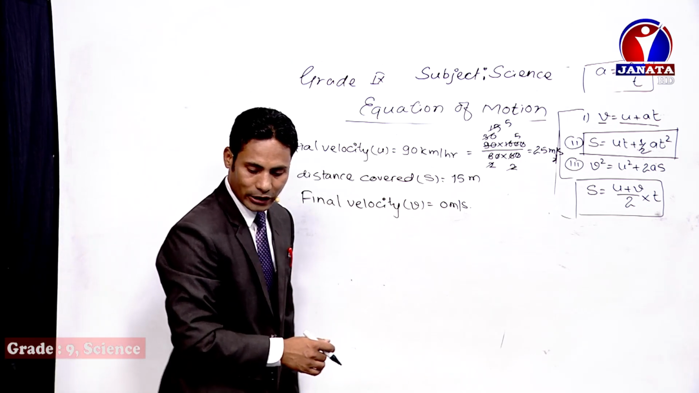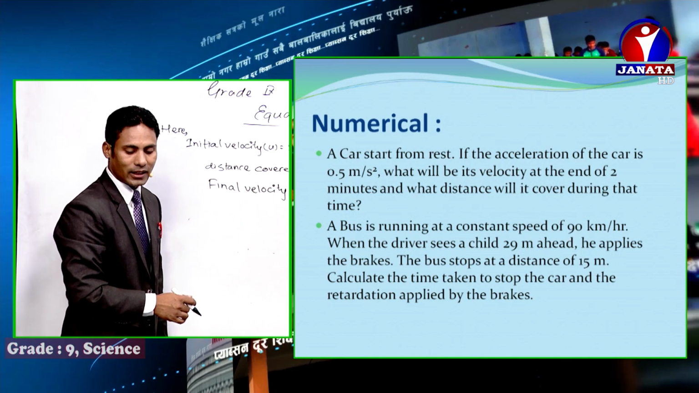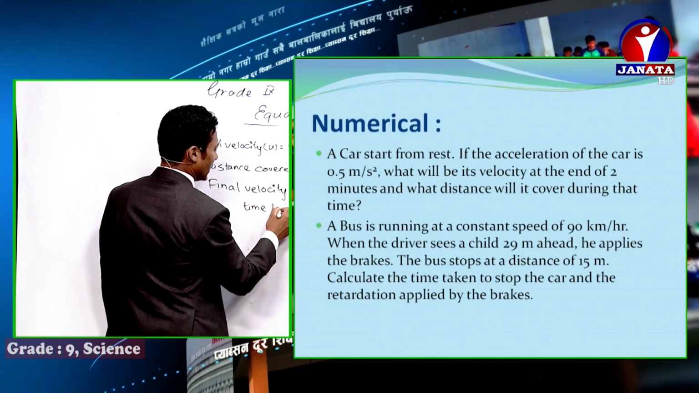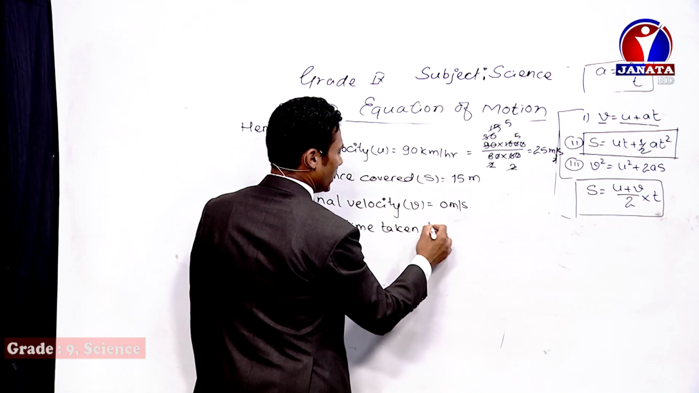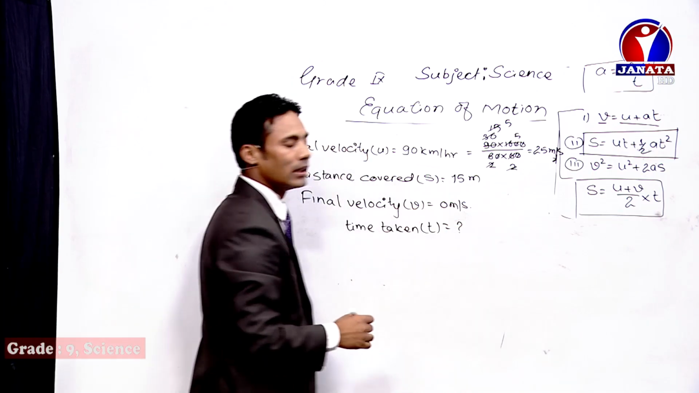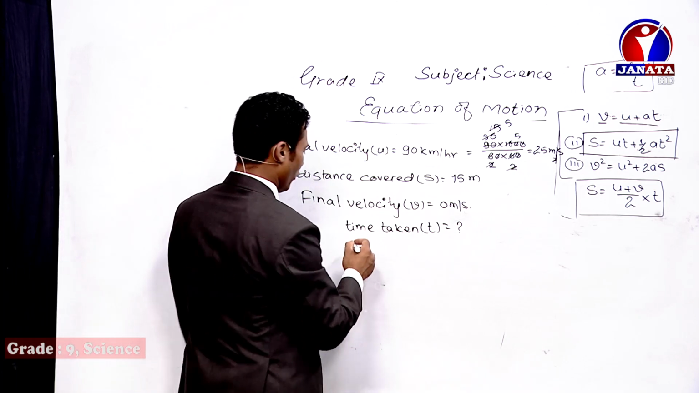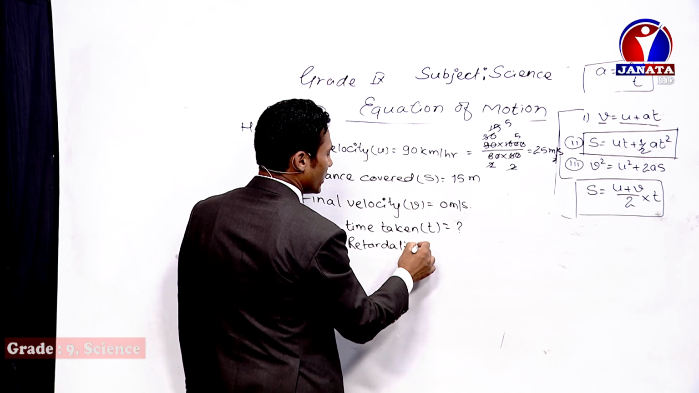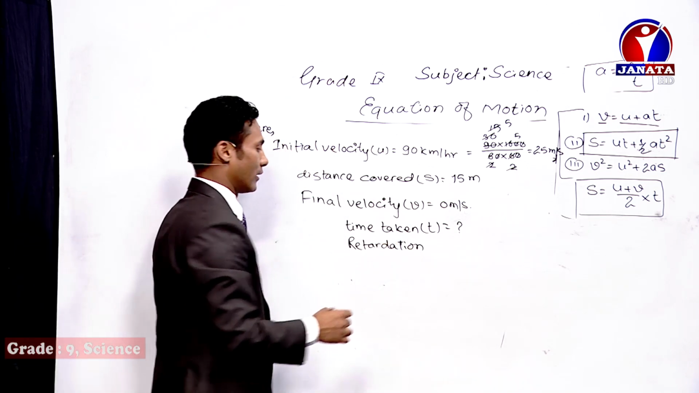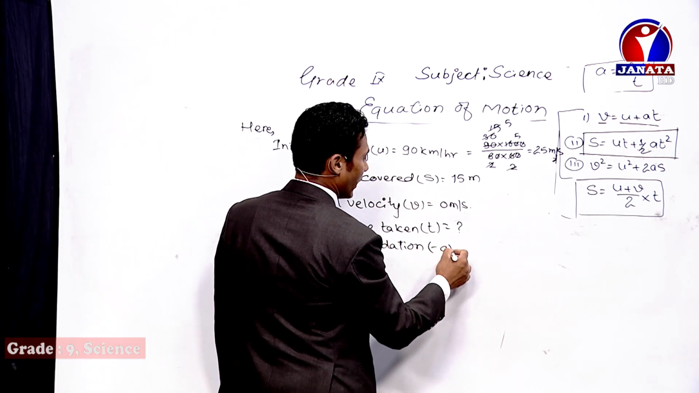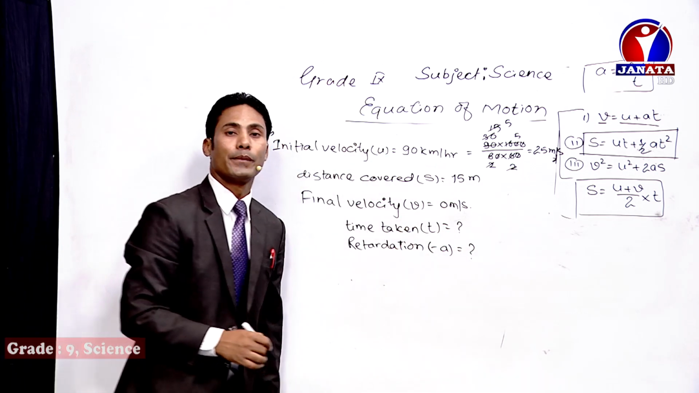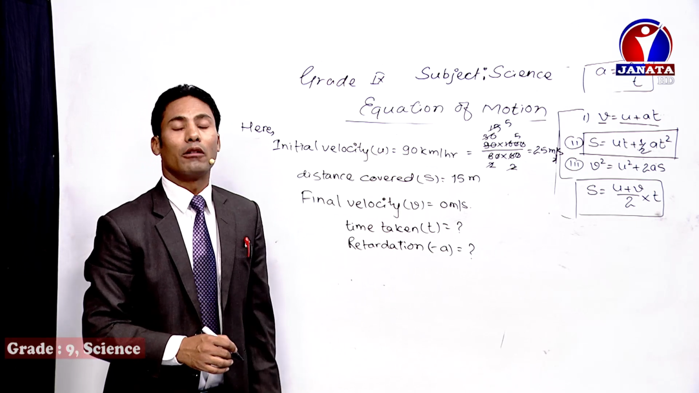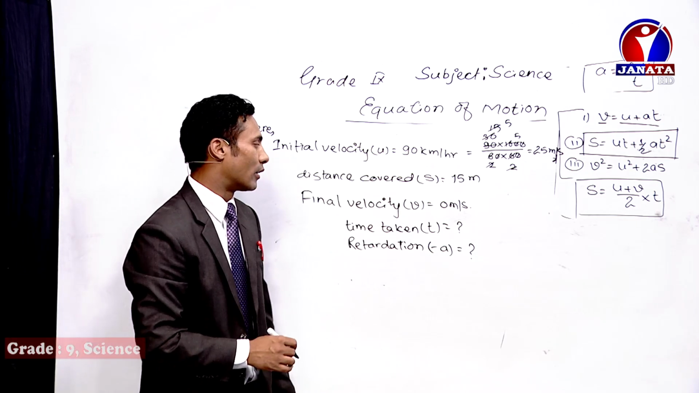Okay. Now what do we need to calculate here? We need to calculate the time taken. So time taken, T equals what? And similarly retardation we need to find. So retardation is the negative acceleration, so we will write minus A equals what? So I have already converted the units into the SI system of units. Now let's choose the formula which is suitable for this.